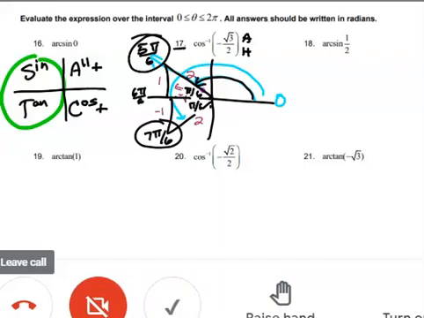Where is the cosine equal to negative square root of 3 over 2? It occurs at both 5 pi over 6 and 7 pi over 6, which is equivalent to 150 degrees and 210 degrees. Okay, let's try another one.